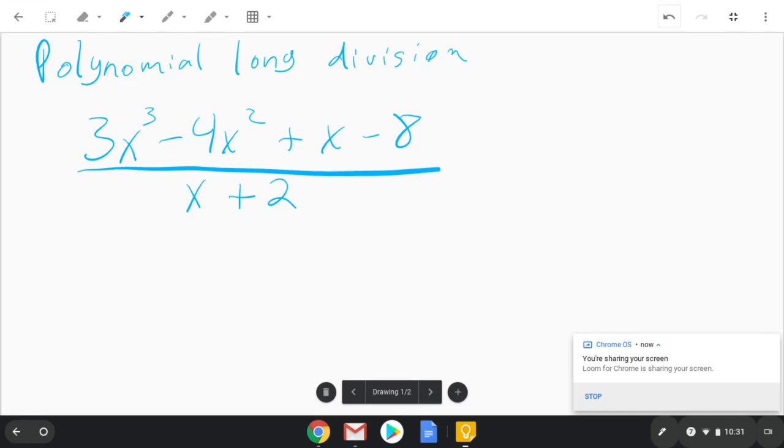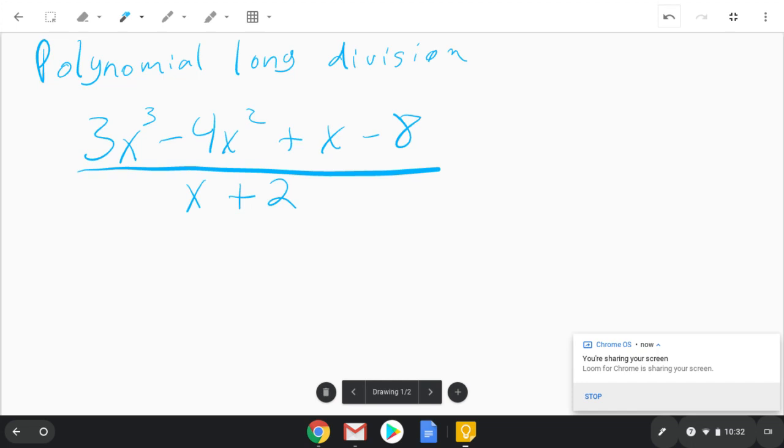Today is called polynomial long division. You probably remember long division from when you were a kid, but this is going to feel a lot different. So we've got a polynomial divided by a binomial this time. So we're moving away from the monomials.